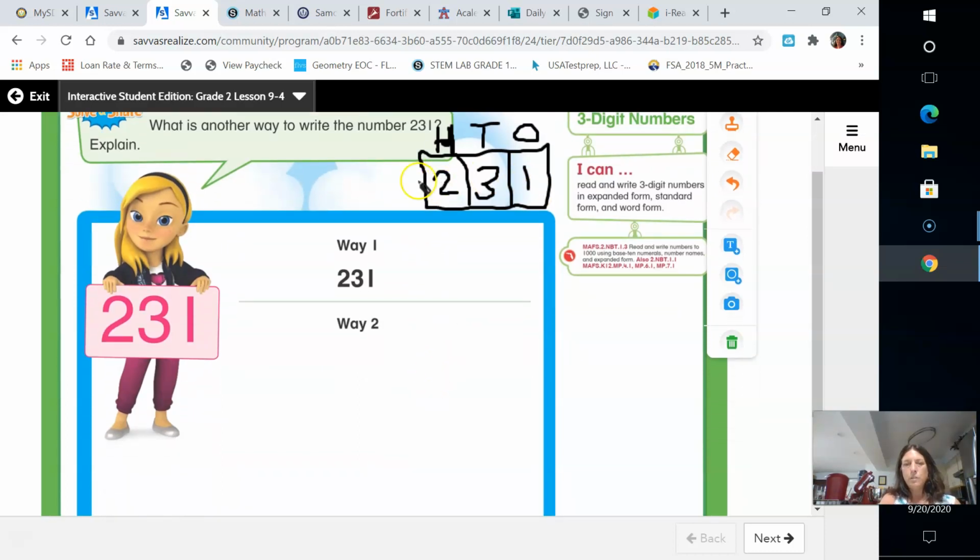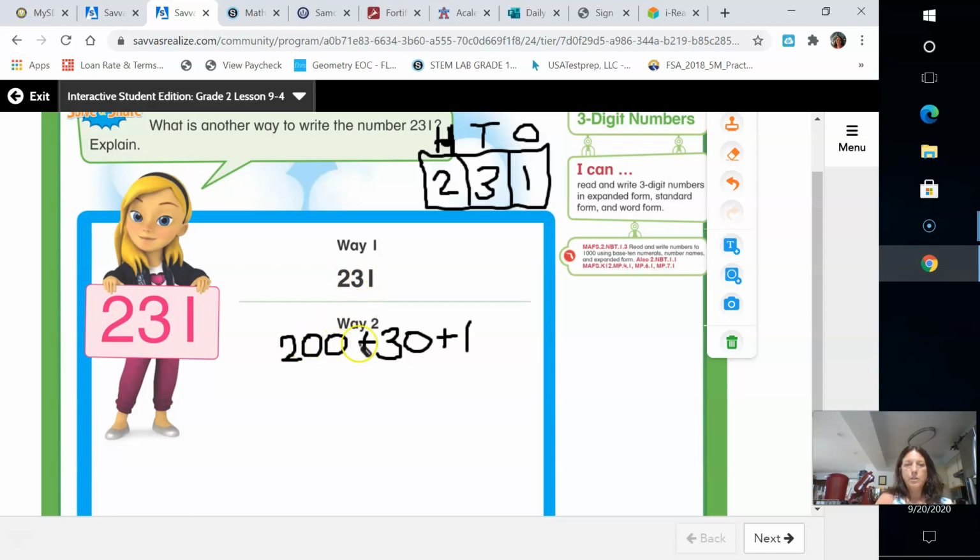The 2 stands for 200 plus the 3 stands for 3 tens. How much is 3 tens? 3 10 blocks. 10, 20, 30. 30. And how many ones do we have? Just one. So this says 231.